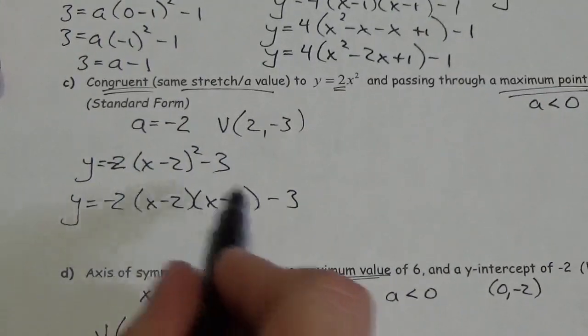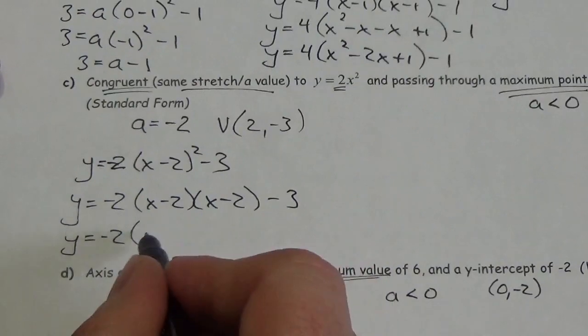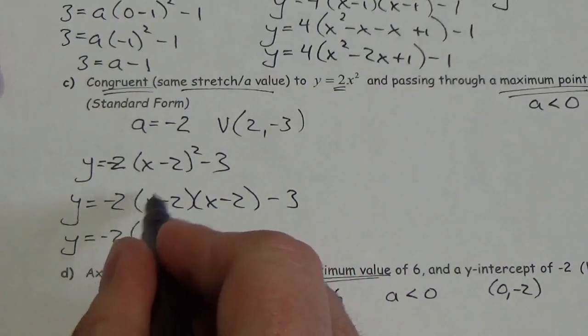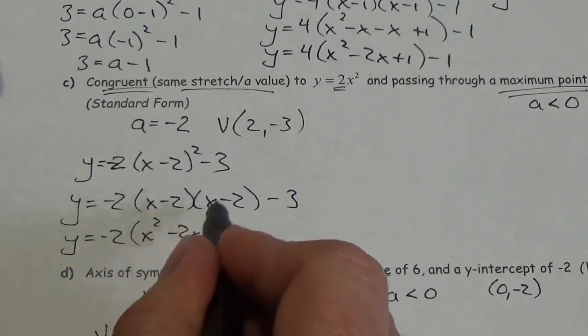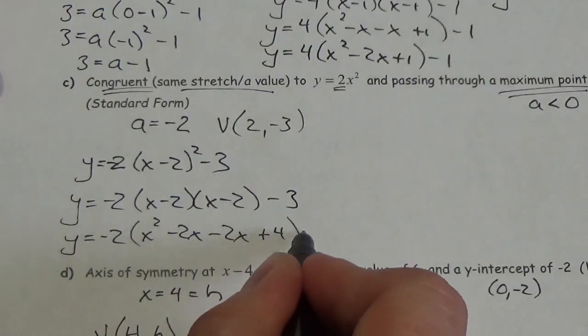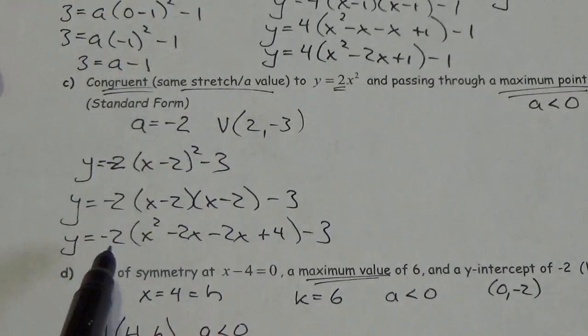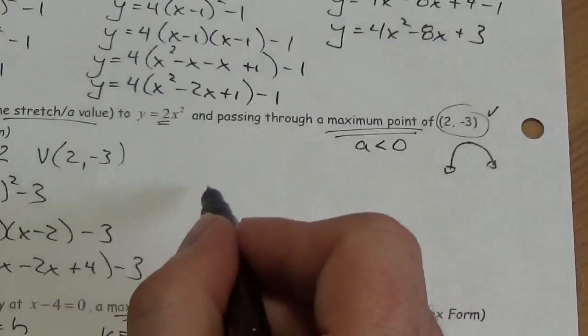Once again, I'm going to worry about this first. So this will be -2. X times x is x squared. X times -2, -2x. -2 times x, -2x. -2 times -2, positive 4. Now, this is still being multiplied by the -2, so now I'm going to distribute the -2 through.